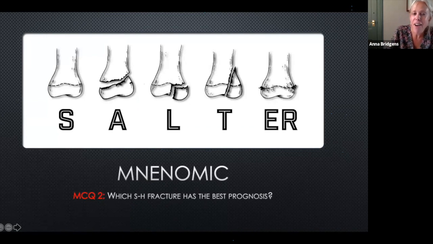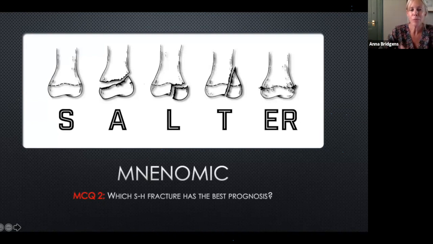It's American, but essentially the classification is from 1 to 5, and the S is for straight through the physis. A is going through the physis and up into the metaphysis, so away from the joint. And L is through the physis and into the epiphysis. That means the L is for, I suppose, low, on the lower side. And then T is through the metaphysis and the epiphysis. And then this is the American part of it, so the crush injury to the physis. So ER stands for total erasure of the physis.